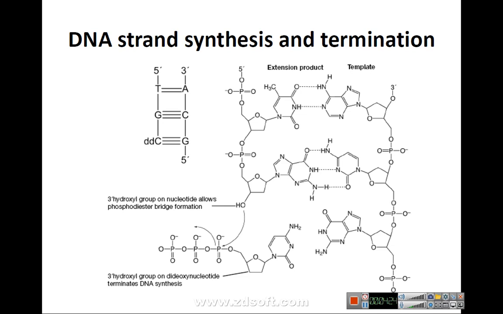DNA synthesis and termination. This will occur like this. You can see that if OH is present, the O will form a bond with the carbon number 5 phosphate of the other nucleotide. So it will make bonding. But if there isn't any OH group, it will not make any bond with the other nucleotide's phosphate group. So the termination will occur.